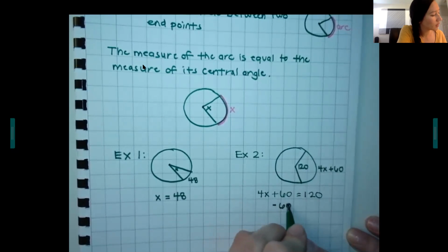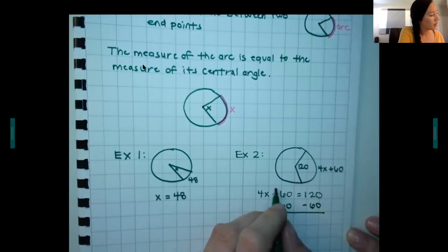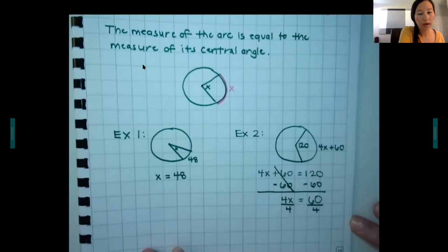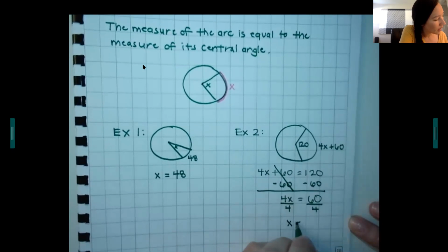So we subtract 60 from both sides. Those eliminate. We're left with 4x equals 120 minus 60, which is 60. Then we need to get rid of the 4, so we divide both sides by 4, and x equals 15.